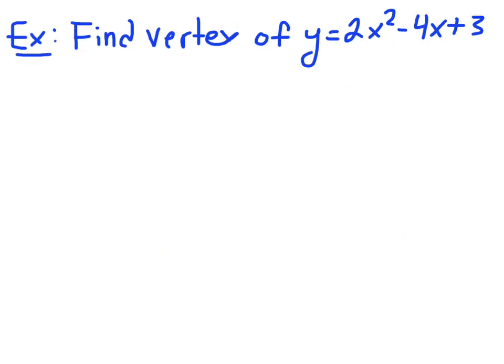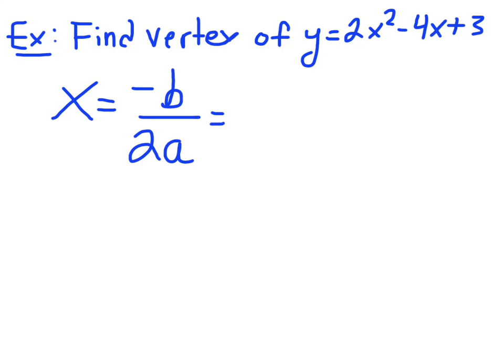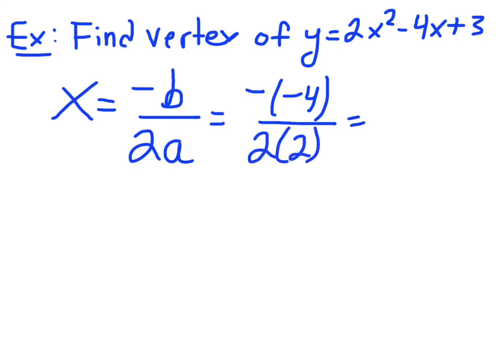So we've got a quadratic function here. We're asked to find the vertex. So x is equal to negative b over 2a. Negative b is negative 4, so negative 4 divided by 2 times 2. So that's 4 on the bottom. So I get negative negative 4, which is positive 4, over 4, which is equal to 1. So the x coordinate of my vertex is 1.